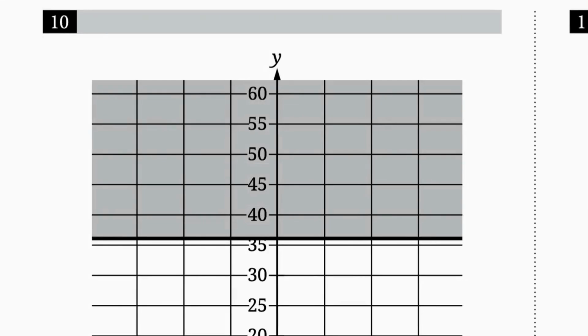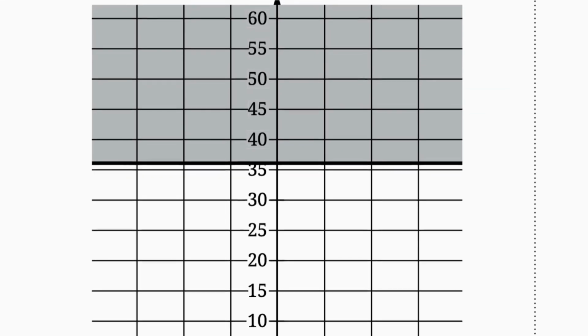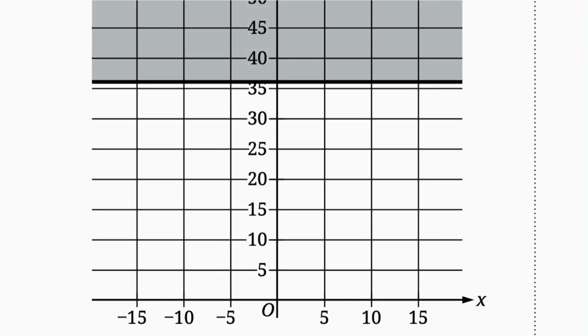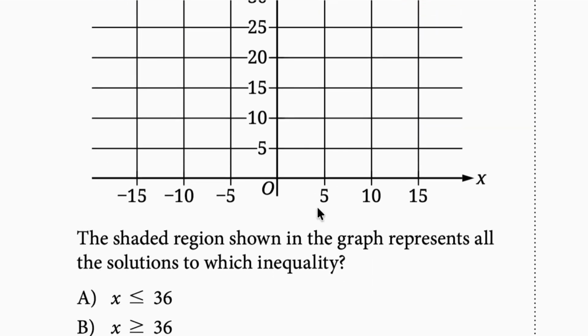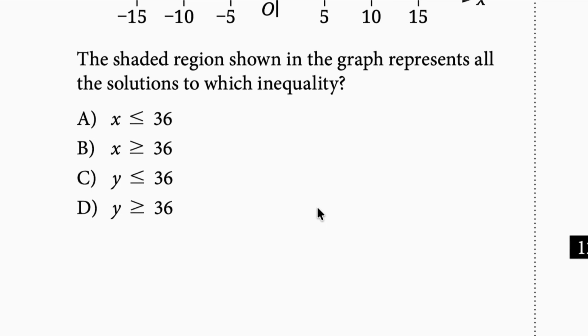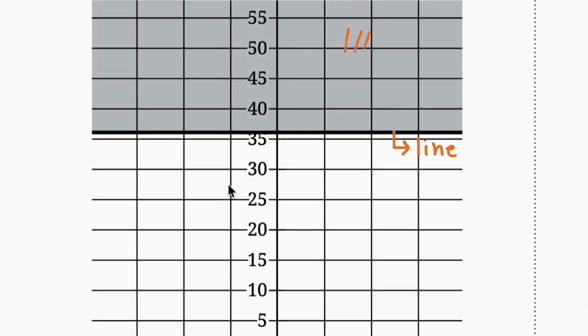Question number 10. Here I can see a graph as well as shading. Okay. So this is the x-axis and y-axis. And there is a line which is parallel to the x-axis. And this is the shaded part. Let's first understand the graph, right? Then let's see the options first. The shaded region shown in the graph represents all the solutions to which inequality. So we have to check the inequality. Now let's come back to the graph.